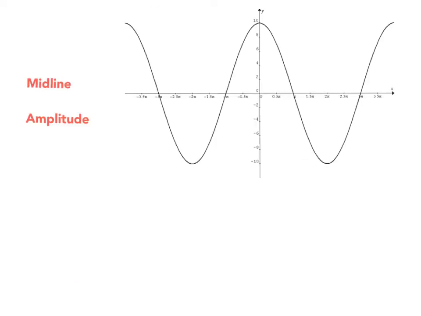Alright, so if I'm looking at this graph, to find the midline is just the average of the top, or the highest value and the lowest value. So my midline is right here on this x-axis. So there was no shift up or down. Now from that I can see that the amplitude would be 10.